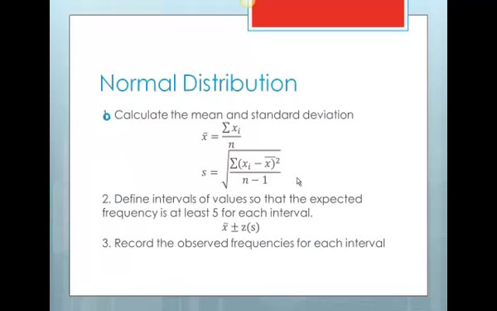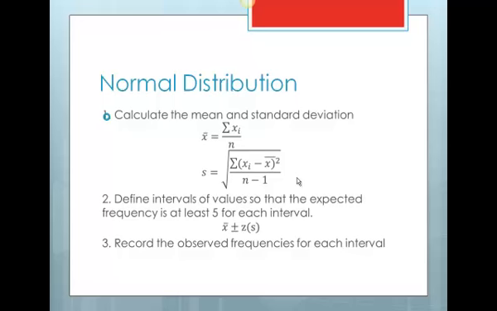Finally, the last type of distribution I will examine is the normal distribution. Here, my hypotheses are based on the fact that my data follows a normal distribution with a given mean or standard deviation as my H0, and my HA will be that my data does not follow a normal distribution with that given mean or standard deviation.